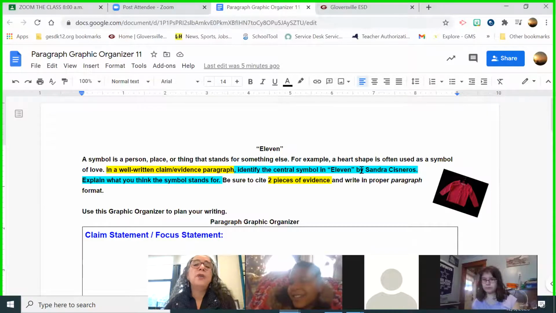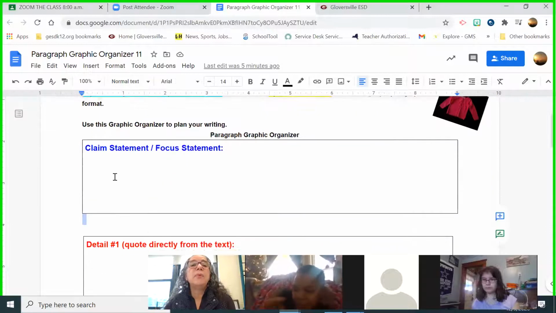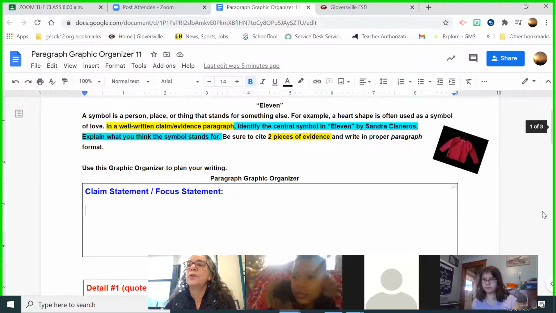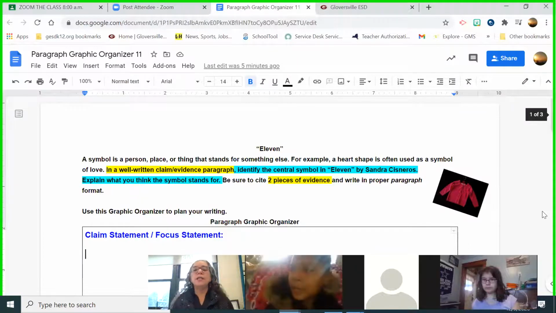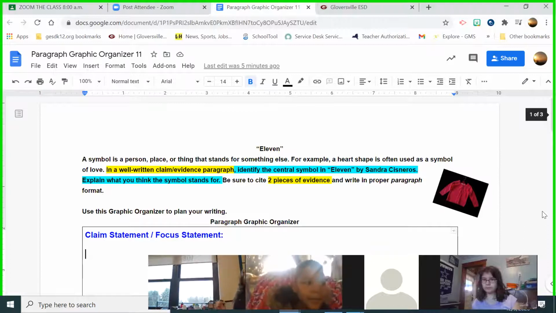Okay. So we need to take this part of the task, identify the central symbol in "11" by Sandra Cisneros, and come up with what's known as a claim statement to put in our graphic organizer. So we need to turn the question around into an answer. So TTQA. So without even discussing what the answer is, can somebody turn that around for us?